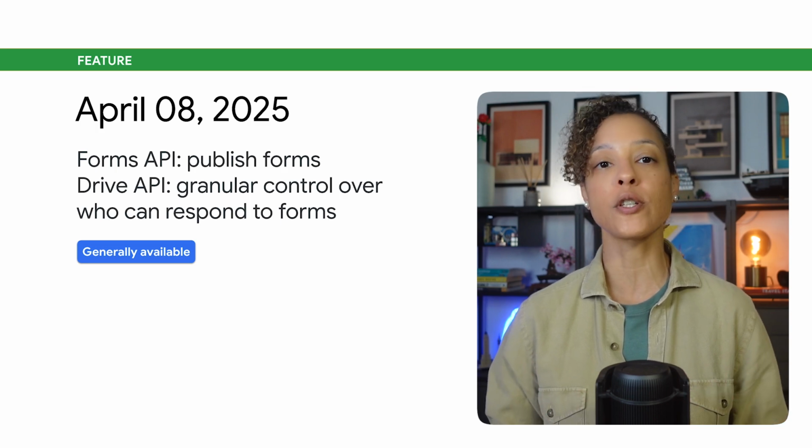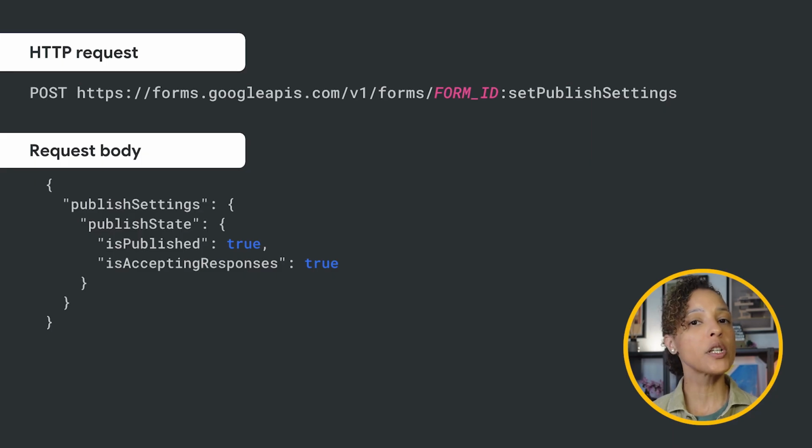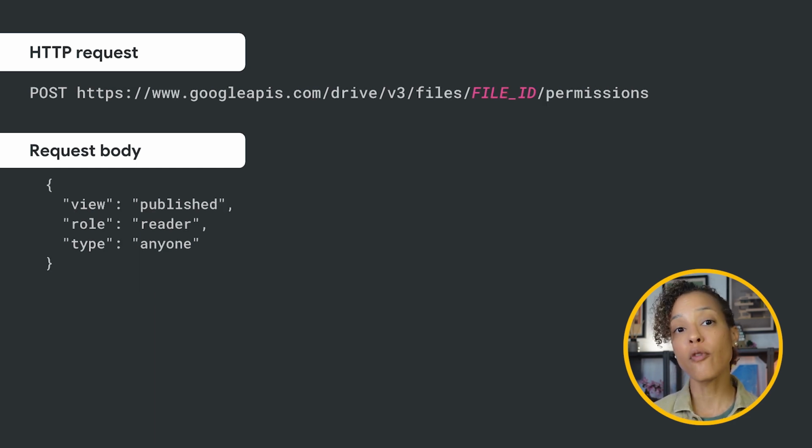You can now use the Forms API to publish forms and use the Drive API to have granular control over who can respond to forms. You can publish an existing form with the Forms API's setPublishSettings method. To add responders to a form so that they can open and respond to it, you can use the Drive API's permissions.create method. The code sample on screen shows how you can share the form so that anyone with the link can respond to it.